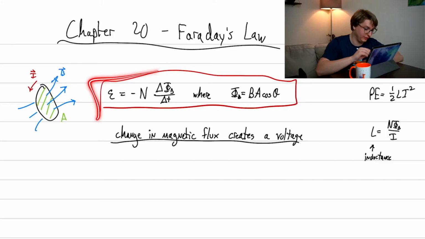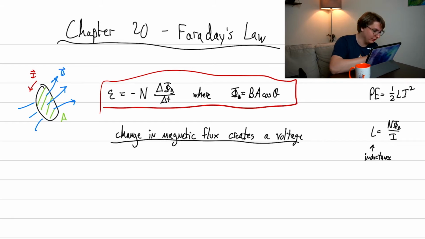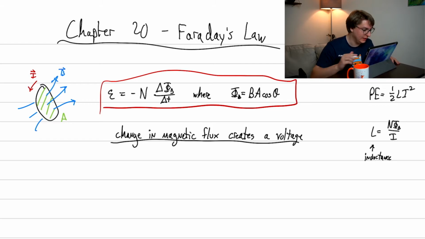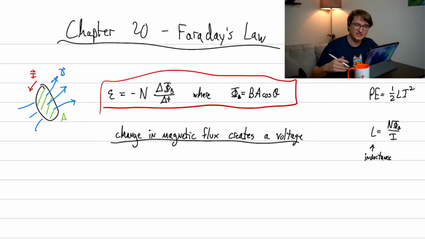So let's talk about Faraday's Law. What does it say? Well, we have a loop of wire here, and it's covering some type of cross-sectional area. You can cut it across, and there's some cross-sectional area. It has a magnetic field going through it. Now, if this magnetic field is constant and the loop's area is constant, nothing really happens.